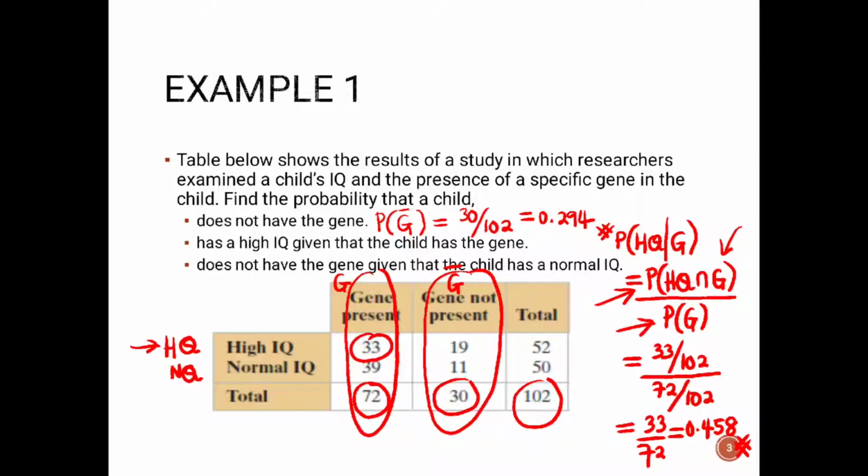What about the third question? You try on your own. I will provide only the final answer. Do question 3 on your own and then check the answer, and make sure you get 0.367.